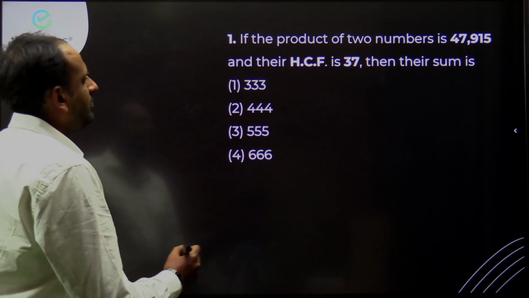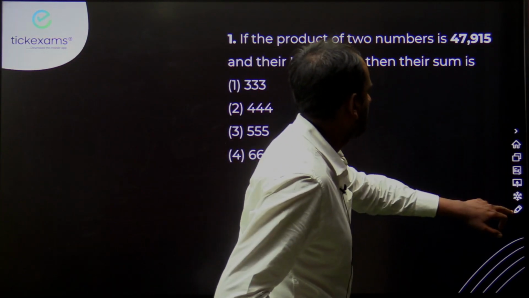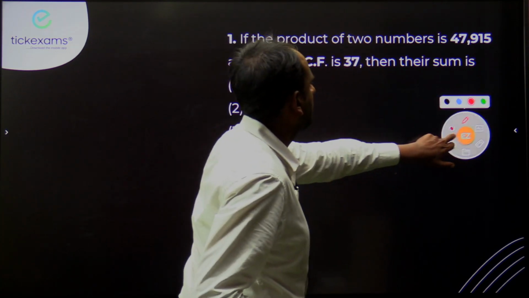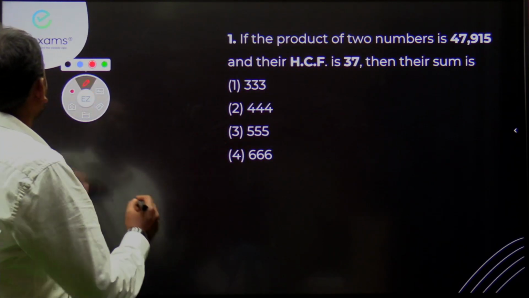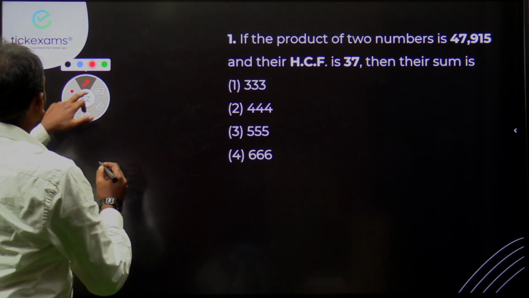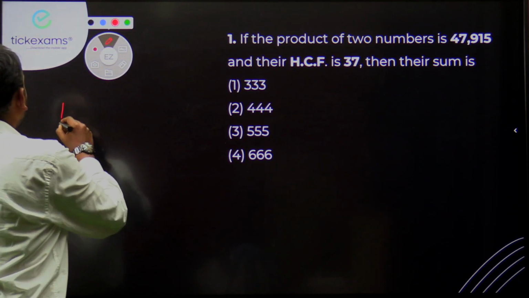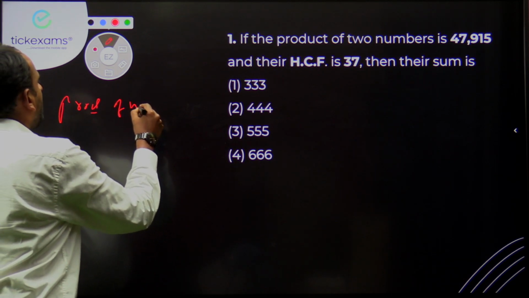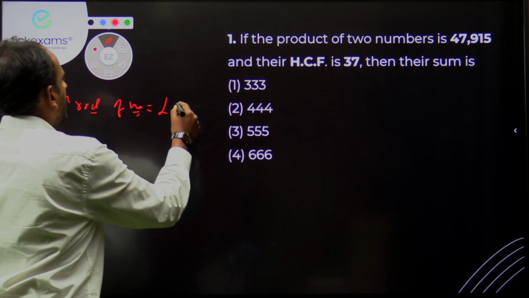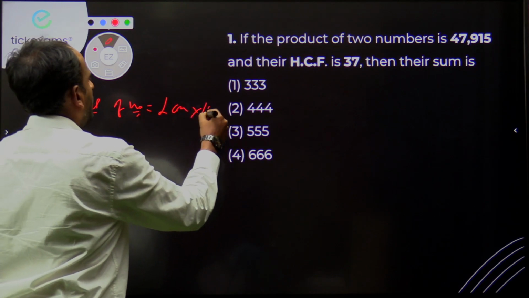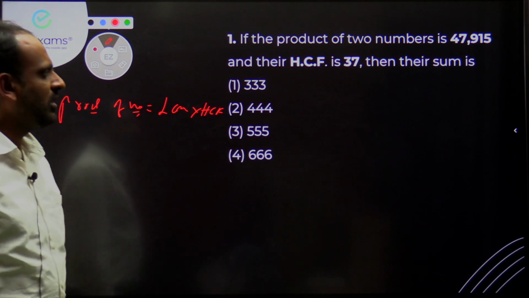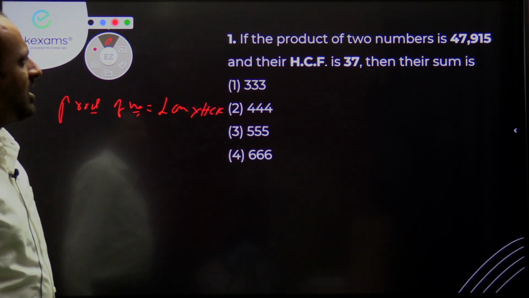We already know that there is a method to solve this. How? What is it? Product of numbers is equal to LCM into HCF. Okay, so we already know this. Now, what is the value we have got here?